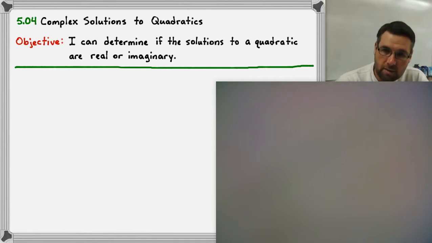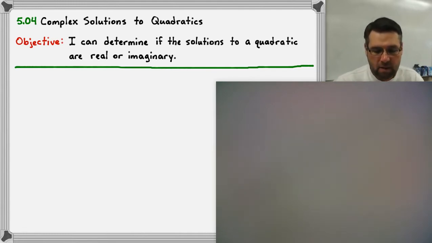But we're also going to talk about a little bit more of the meaning behind a complex solution to a quadratic. What does that mean? Okay. So for our objective today, we want to be able to determine if solutions are real or imaginary. And that's kind of the idea. We're going to use the quadratic formula as our foundation to discover that.